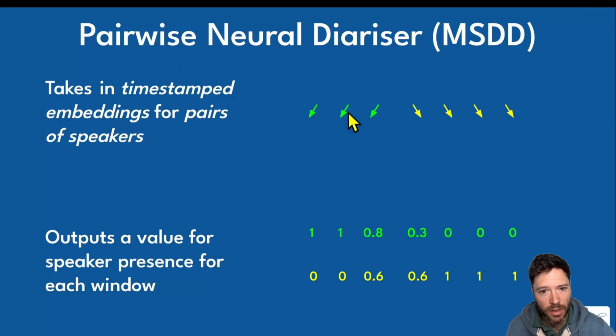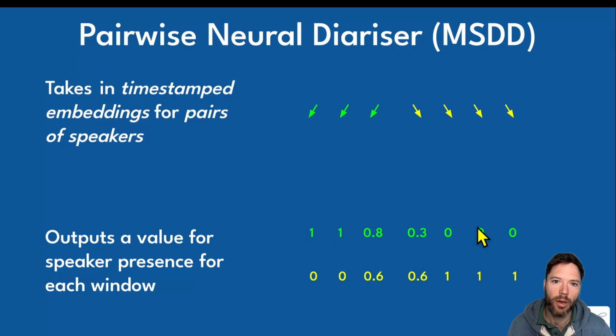It takes in the embeddings that we create for the speech segments. Here I've got some embeddings, let's say for speaker 1 in green, and then in yellow for speaker 2. And this multiscale diarizer will output a value for each window for each speaker. So here on the top in green, I've got the first speaker, and it's saying, well, in this window, it's basically guaranteed the speaker is present, 80%, 30%, and then the speaker's not present here. And for speaker 2, in the early windows, speaker 2 is not present, 60% chance of being present, and then definitely present in the later frames here.